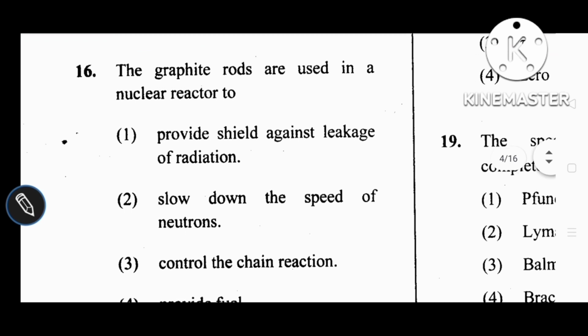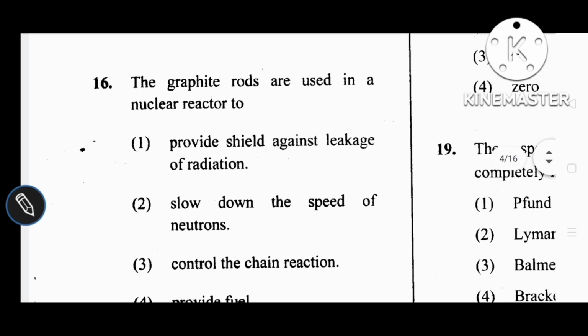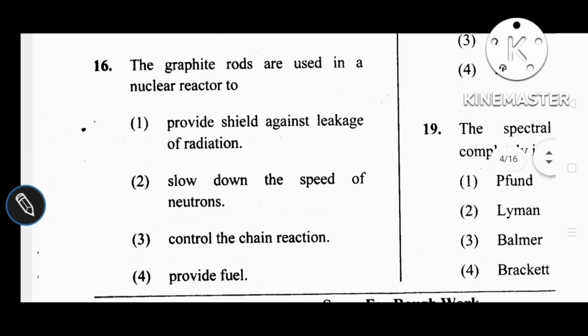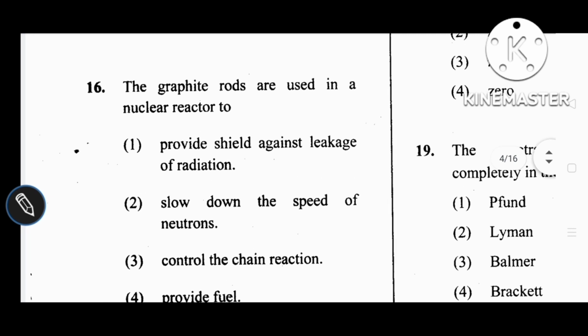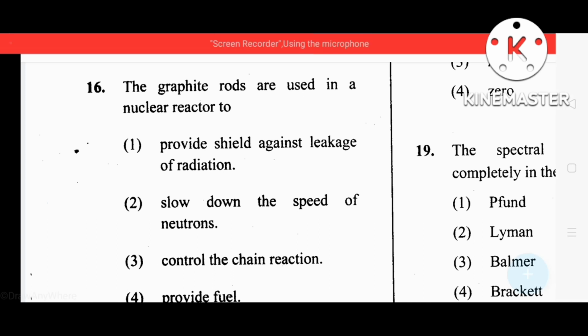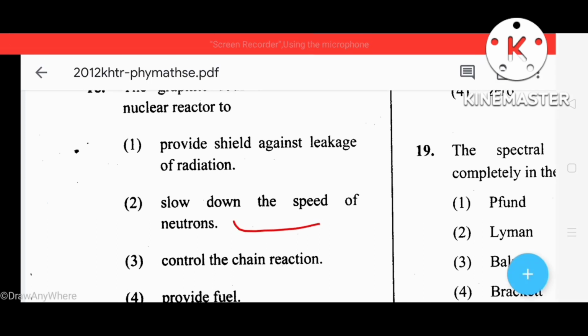Question number 16. The graphite rods used in the nuclear reactor to. Why do we use the graphite rods in the nuclear reactors? It is used to slow down the speed of neutrons. Option number 2 will be the correct one. The graphite rods are used in the nuclear reactor to slow down the neutrons. That is option number 2.